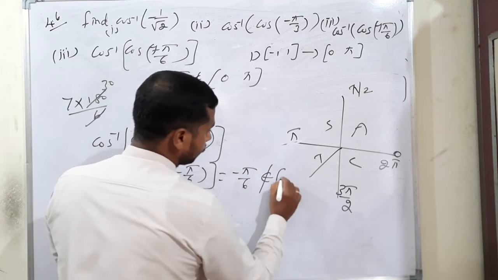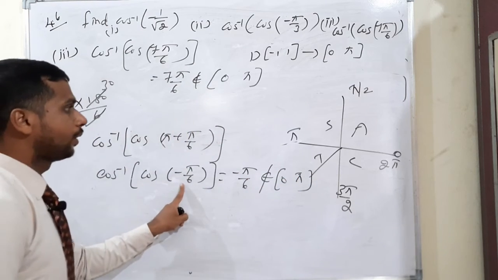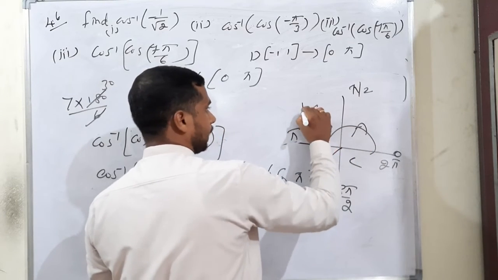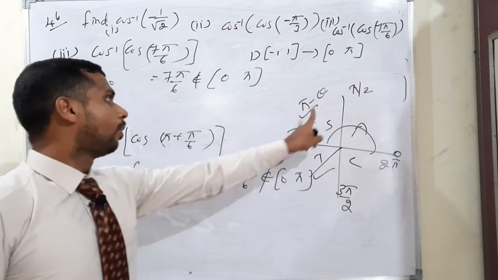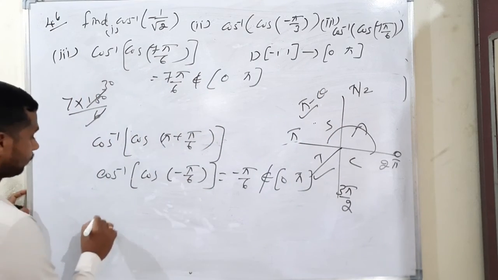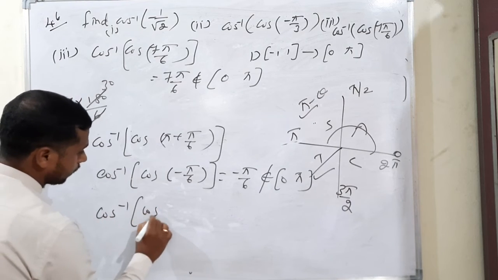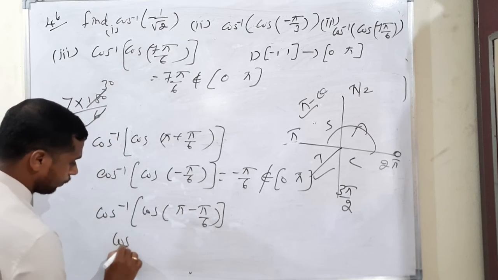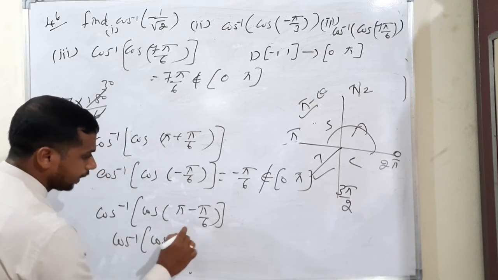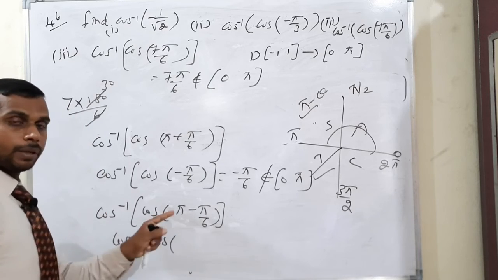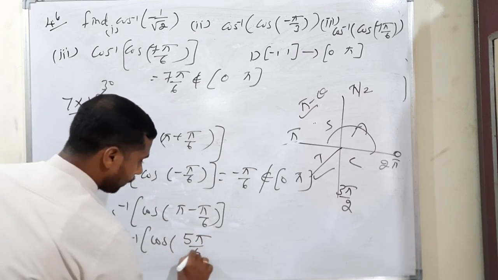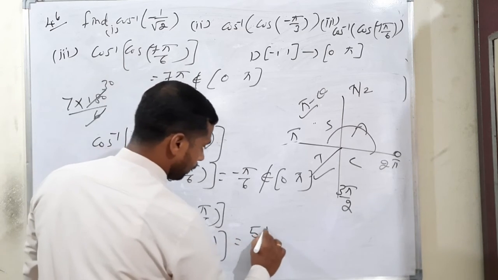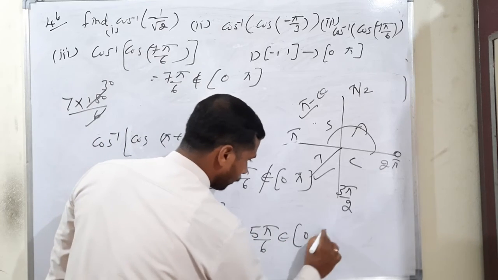Cos inverse of cos x gives negative pi by 6. It does not belong to 0 to pi. Cos is negative in the second and third quadrants. According to the cyclic way, for the second quadrant we consider pi minus theta. What is the theta value? Pi by 6. Therefore cos inverse cos of pi minus pi by 6, which is 6 pi minus pi, that is 5 pi by 6. Therefore, cos inverse cos cancel, giving 5 pi by 6. It belongs to 0 to pi.